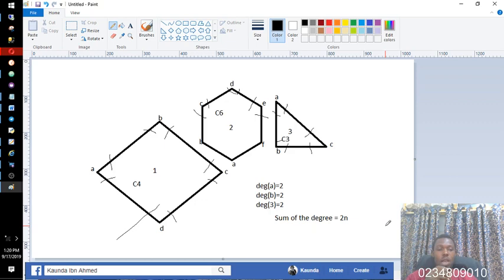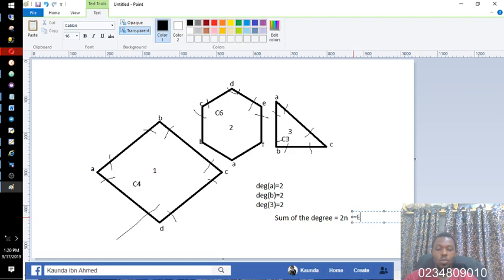And remember the handshake rule. The handshake rule says this should be even. No matter what, you get even. If it's 2 vertices, you get 4. If it's 3, you get 6. If it's 4 vertices, you get 8. If it's 5 vertices, you get 10, the sum of the degrees. And when you divide that by 2, you get the number of edges. Remember that, that is the handshake rule. The sum of the degrees of the vertices should give you an even number, and if you divide it by 2, you get the number of edges.